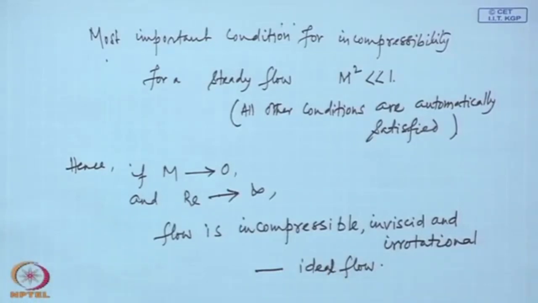These flows are of course called ideal flows. By the way, when we say Mach number approaching 0, do not take it this way that the velocity is approaching 0. No. The Mach number is a ratio u by a, where a is the speed of sound. So, when can it become 0? If a approaches infinity or u approaches 0. Here, when we say the Mach number is 0, we never think that u is approaching 0. It is the other way: a is approaching infinity, which is actually the case.